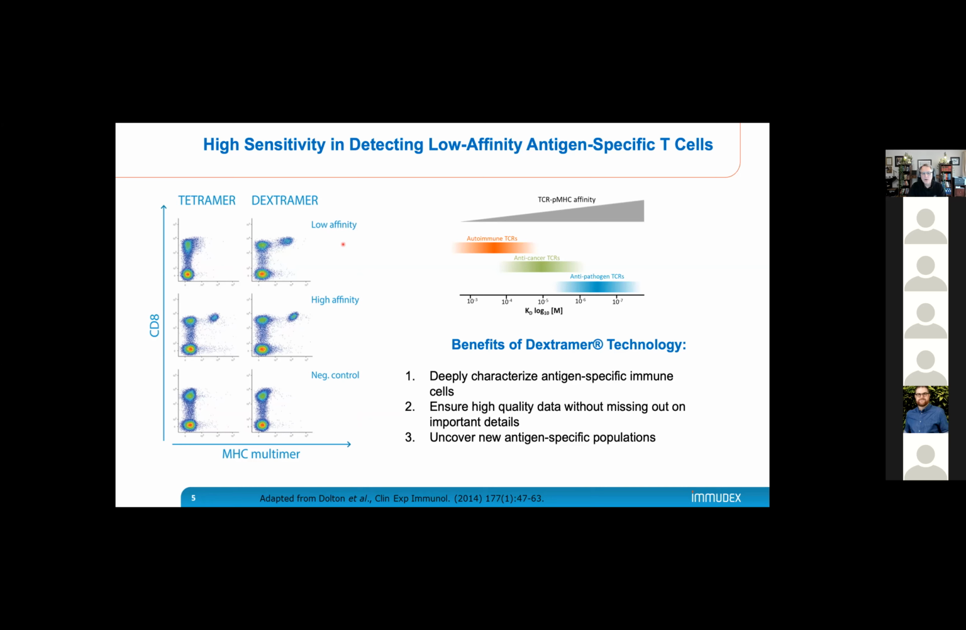But when you get into low affinity epitopes, those that are seen in anti-tumor TCRs, tumor-associated antigen-specific T cells, or autoimmune disease, that's when the dextramer will find T cells that disappear into the shoulder here in an MHC tetramer assay. So this is our driving advantage over the traditional tetramer technology, along with barcodes, which we're going to talk about soon here.